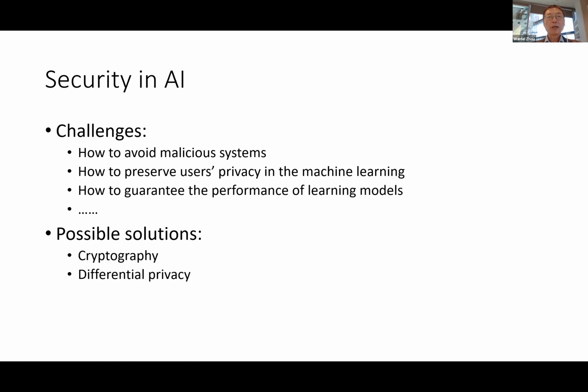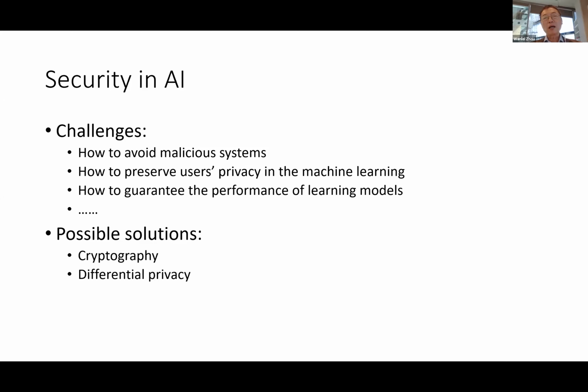So that could happen. So there's a number of security challenges in AI. For example, one is how do we avoid malicious components or agents in our AI system, especially when we automate those things. And also how do we preserve users' privacy in machine learning. We know that machine learning is about digging out a lot of hidden features from the sea of information. But for privacy preserving, that means we want to keep some of this private information as much as possible so that you can't uncover it.